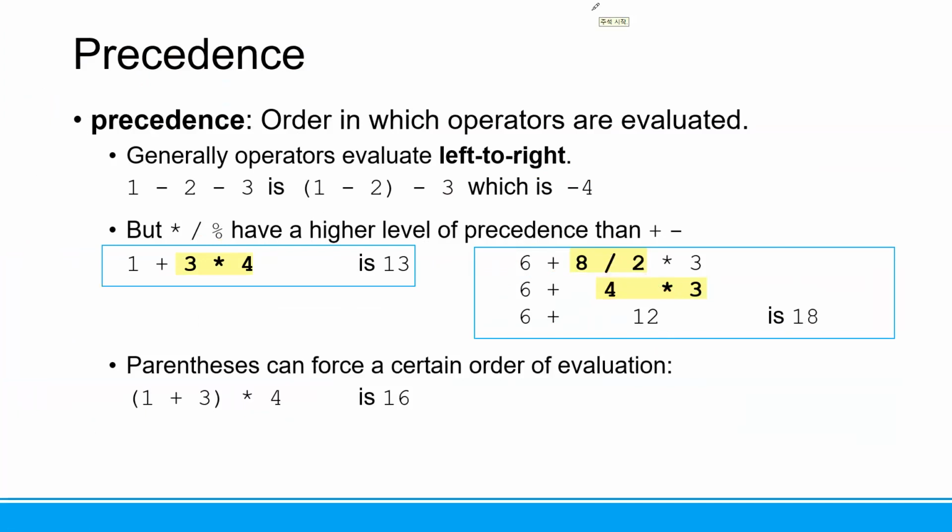In order to get the value 16, you need to put the parenthesis. In the case of this parenthesis, it means we will do this one first. 1 plus 3 is 4. Multiply by 4. Then the result will be 16.